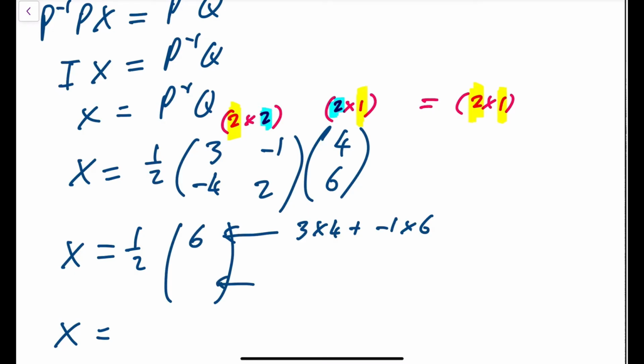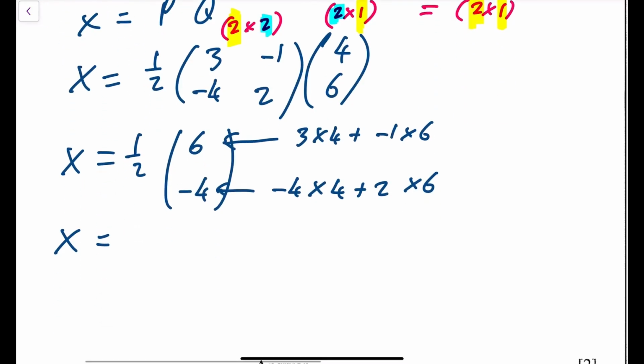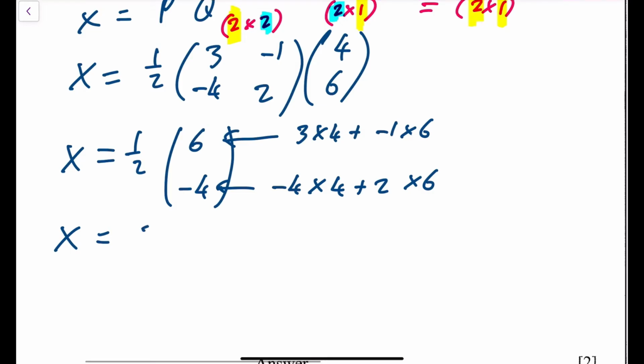And then this one is going to be the second row times the first column. And that's going to be, what's that going to be? Minus 16 plus 12. So minus 16 plus 12 is just minus 4. And then we multiply in by the half. Half times 6 is 3. Half times the minus 4 is minus 2. Okay, so just be very careful on those. And when I was looking at my working out there, I realized I made a mistake in the top one. So just be very careful on those questions.